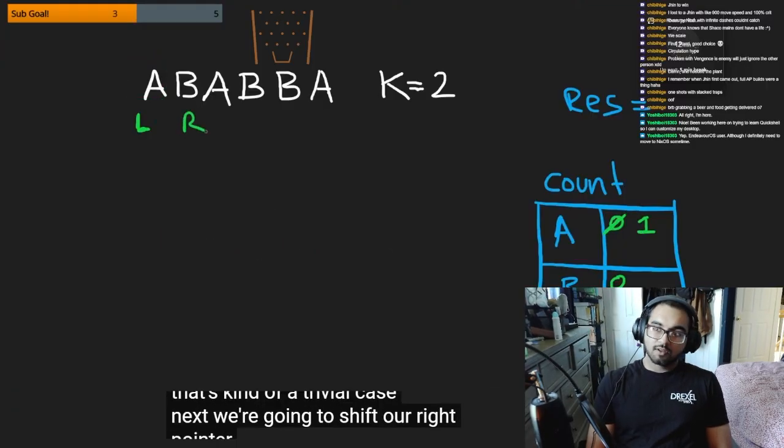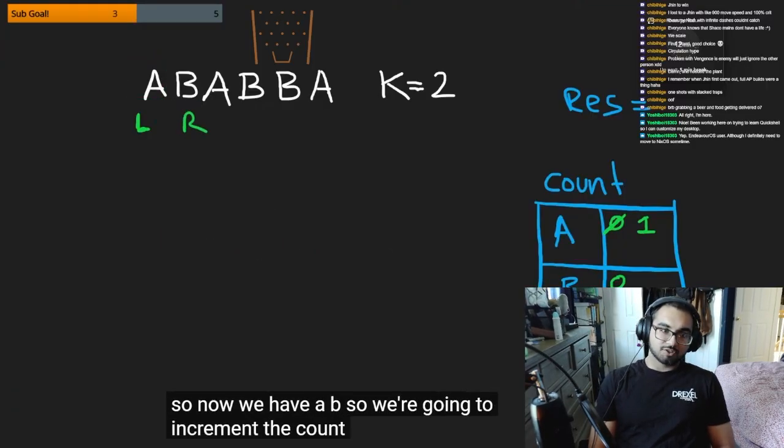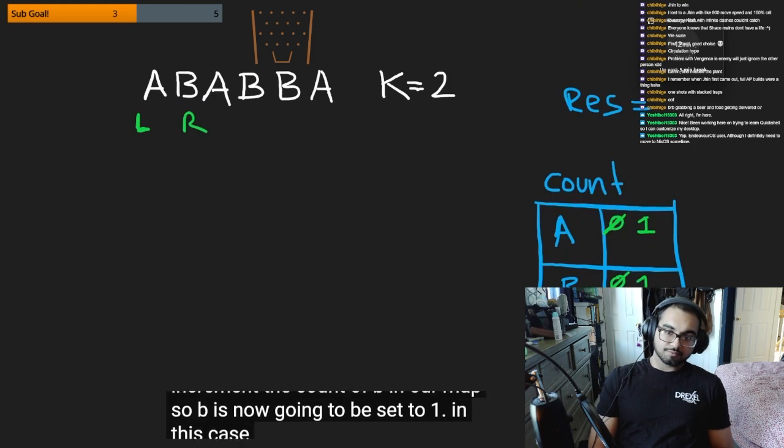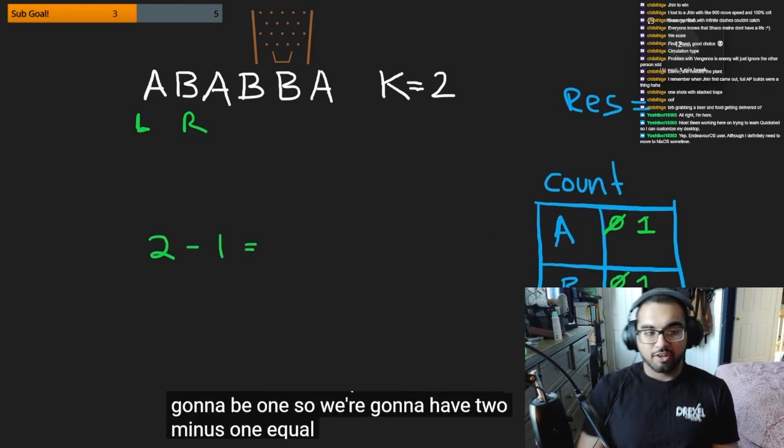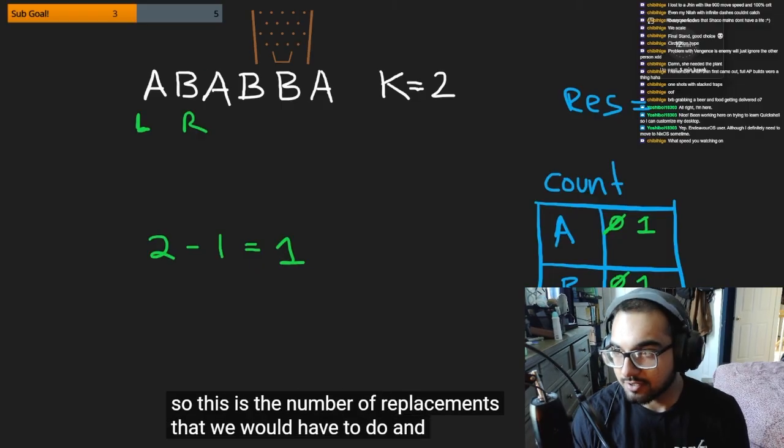That's kind of a trivial case. Next, we're going to shift our right pointer to the next character, right? So now we have a B, so we're going to increment the count of B in our map. So B is now going to be set to 1. In this case, the length of our window is 2. The most frequent character is either of these, right? And the count of that frequent character is going to be 1. So we're going to have 2 minus 1 equal to 1. So this is the number of replacements that we have to do. And looking at our current window, that makes sense, right?